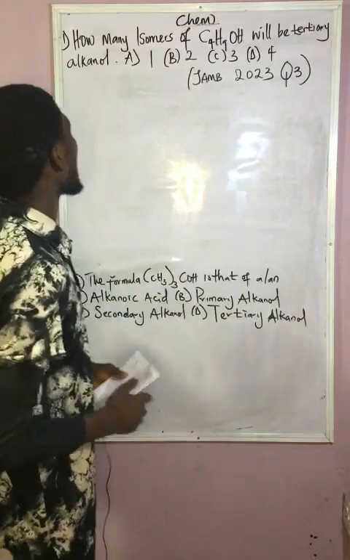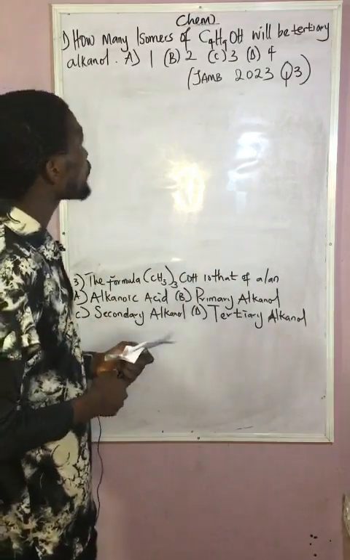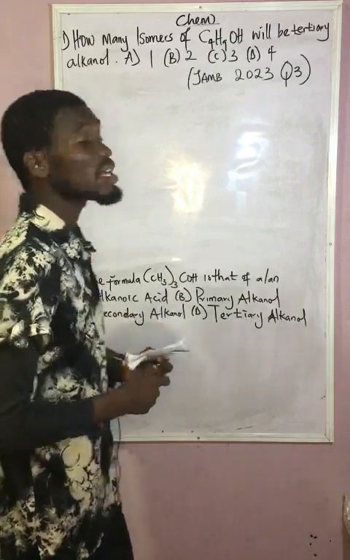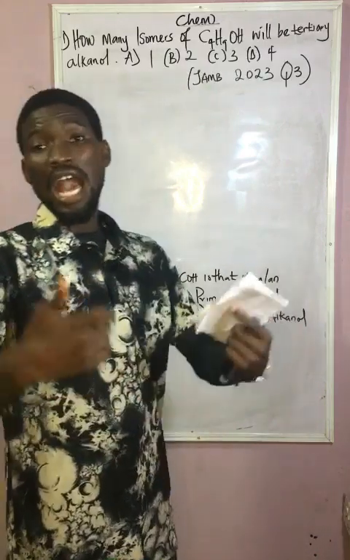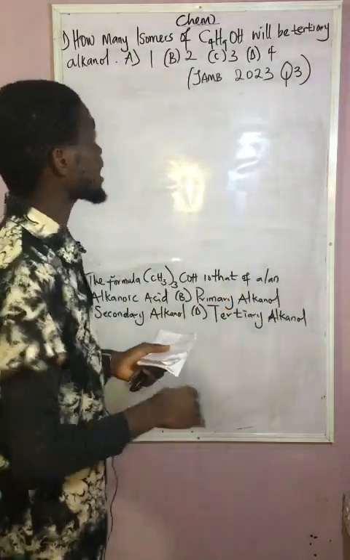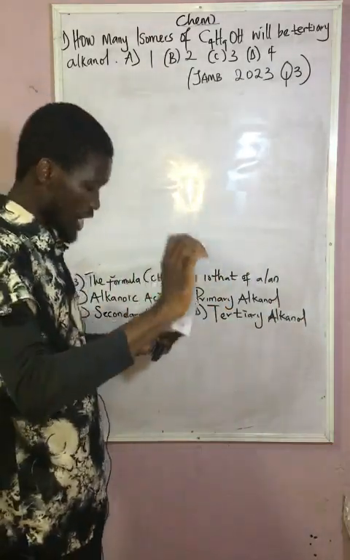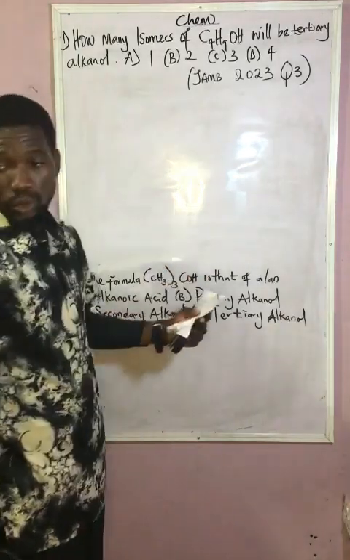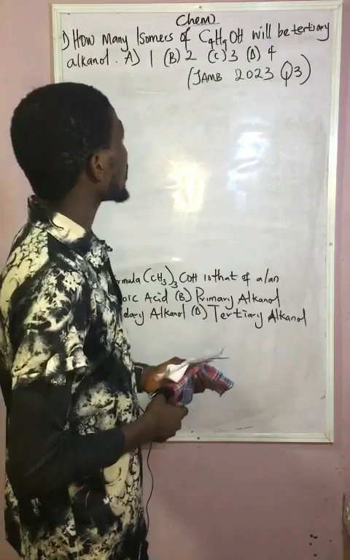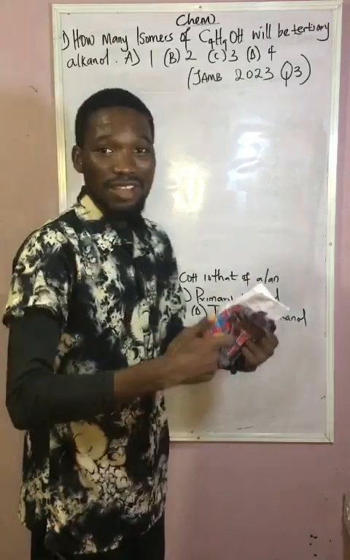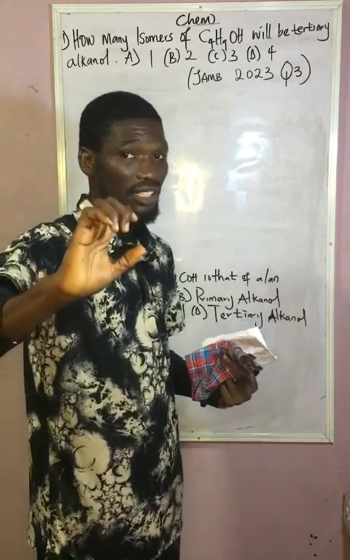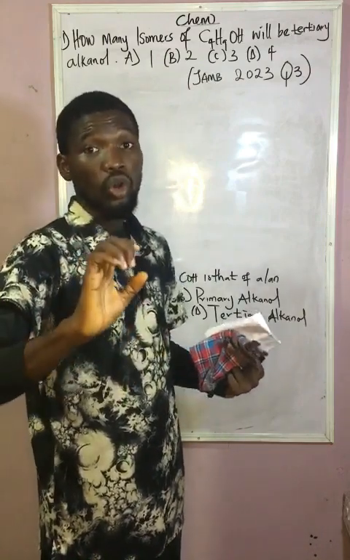So guys, they said how many isomers of C4H9OH will be tertiary alkyl? How do we determine it? It is very simple. The first thing you should know is that if you are given a question related to this, you should be able to tell which one is butanol, propanol, hexanol. If you can easily identify the compound, that means you know what you are doing.